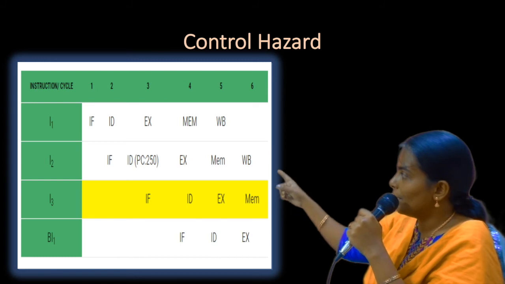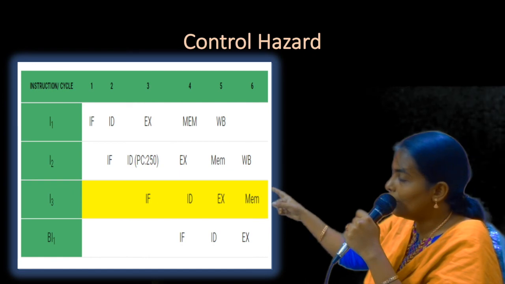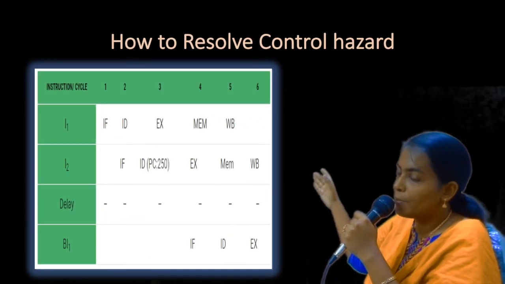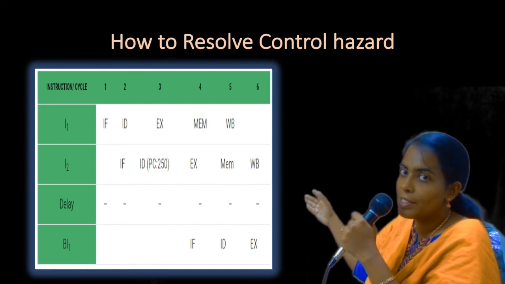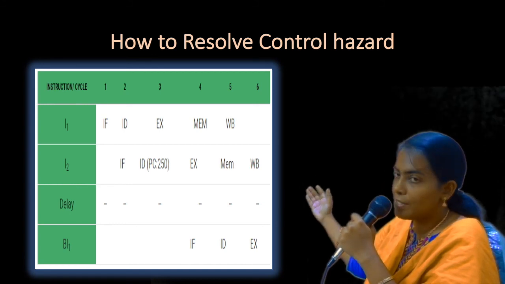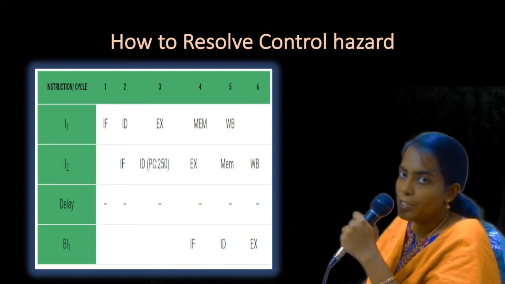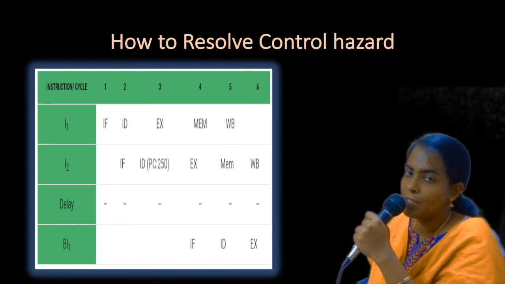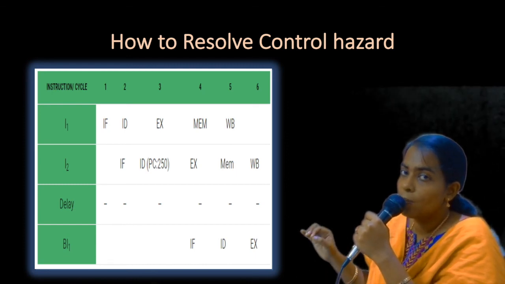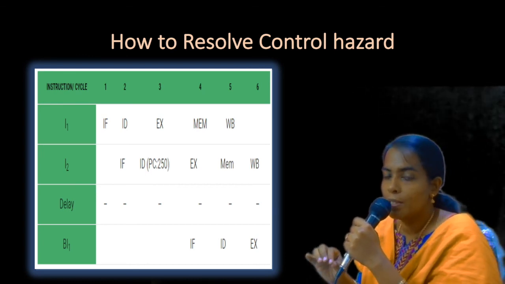Here we see that the I1 instruction is executed, then the I2 instruction is executed, and then a delay is introduced. Why is the delay introduced? Since by the end of the second clock cycle it would have understood it is a branching instruction. So after the execution of the I2 instruction, the control has to move to the 250 memory location, which is a branching instruction. Here we see that the control hazard can be resolved by introducing a delay slot. So this is all about the control hazard.